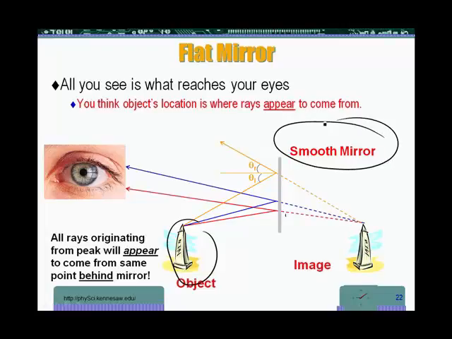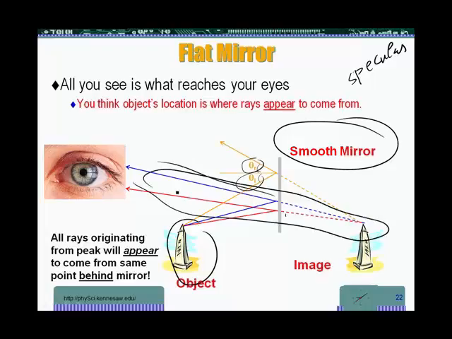A flat mirror is a smooth surface, so it is specular reflection, and the light is going to be reflected according to the law of reflection, which says that the angle of incidence is equal to the angle of reflection. Part of that light is going to reach our eye, and the light that reaches our eye is going to look like it is coming from an object that's just behind the mirror.